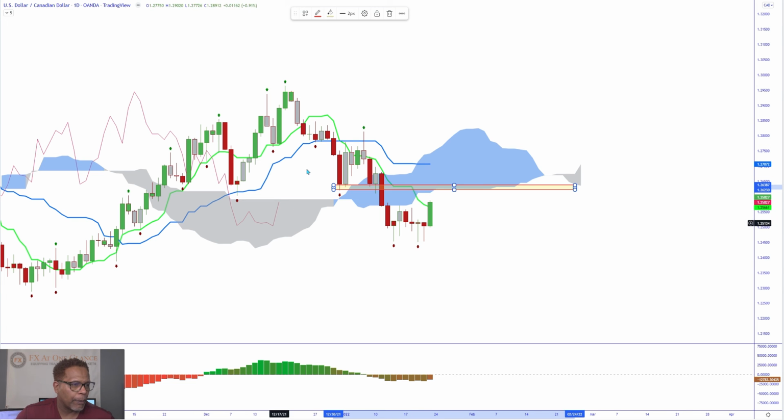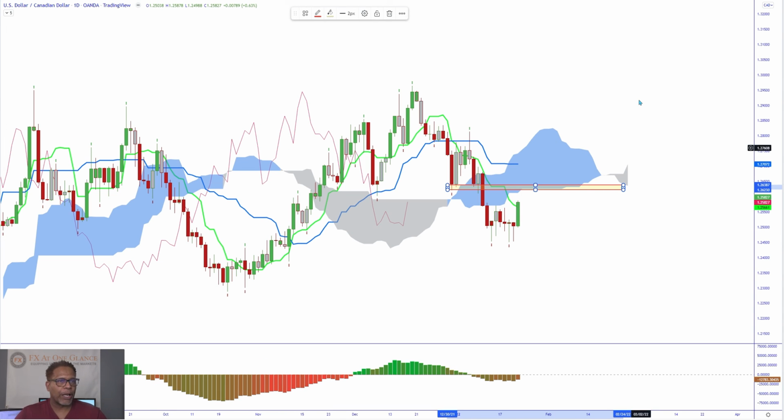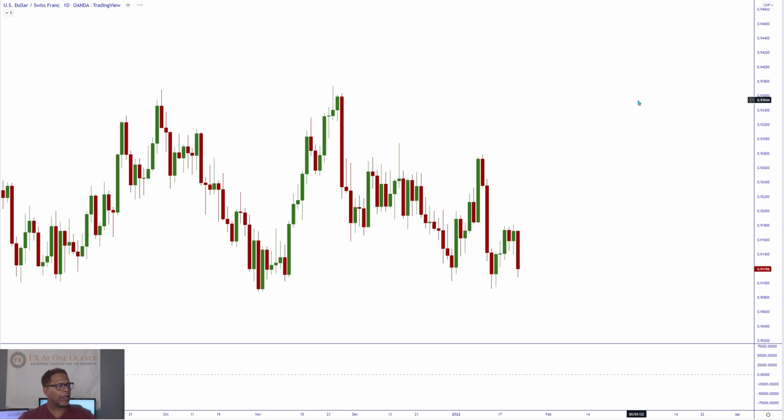But the structure right now, we're violating the bear fractals, as you can see. We're not violating any bull fractals. Therefore, we remain short. We're looking for the short at this level. Everything is bearish on Ichimoku. All right, that's what I look for on USD CAD.